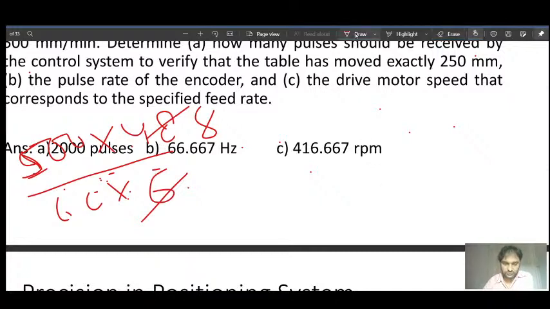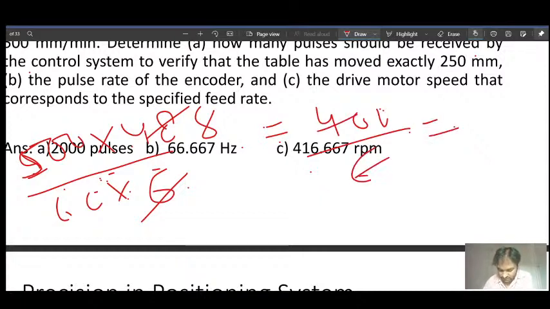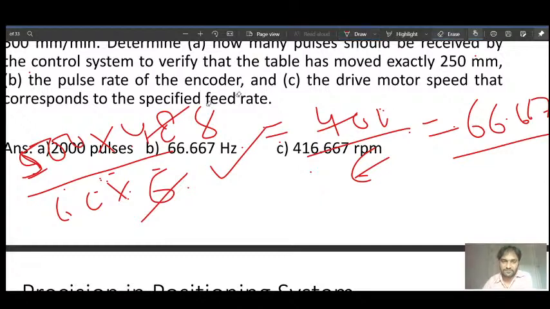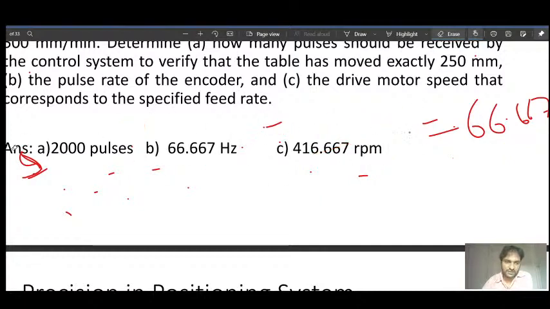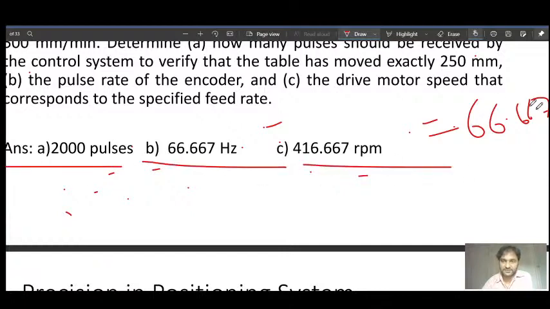It becomes 400 by 6. That comes out 66.667. Answer is given 66.667 when you calculate this. So we have this one for B. It is B. Answer is already given here. Just make sure that you are getting the correct answer. Yes sir, this is what we got.